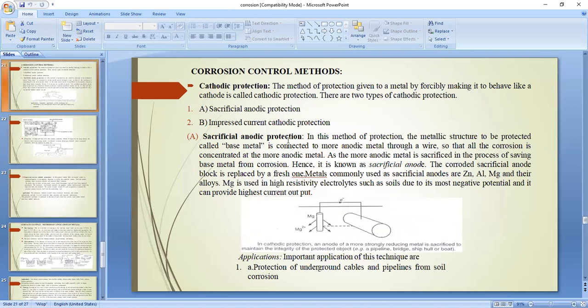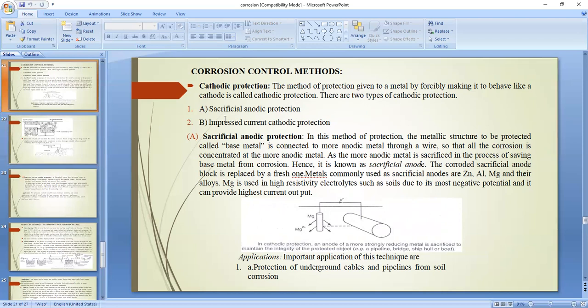One of the most important things which we need to remember under sacrificial anodic protection is that the base metal which is to be protected from corrosion is connected with the more active metals which possess higher oxidation potential, such that the base metal tends to behave as a cathode and the active metal tends to behave as an anode.